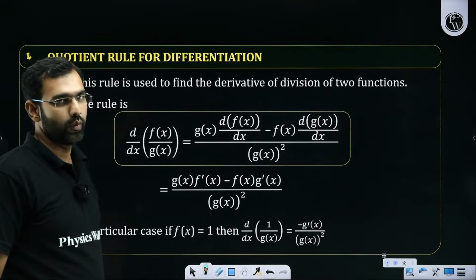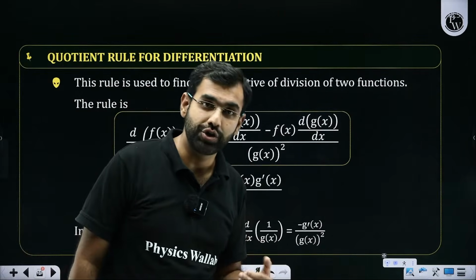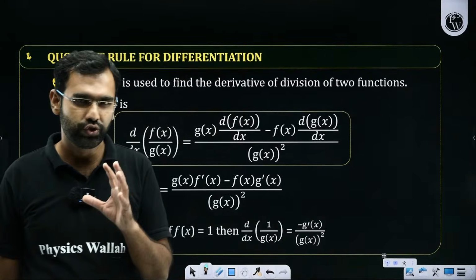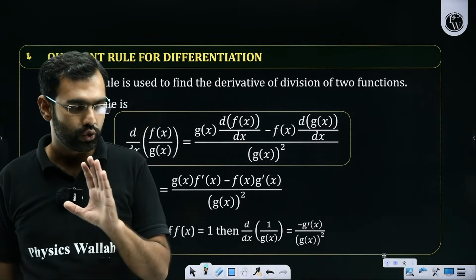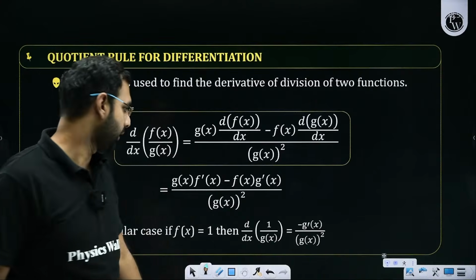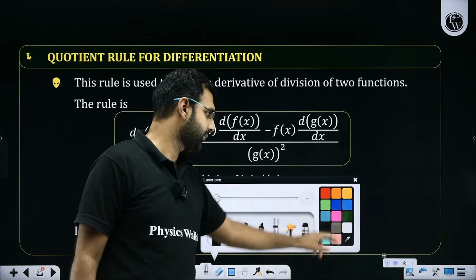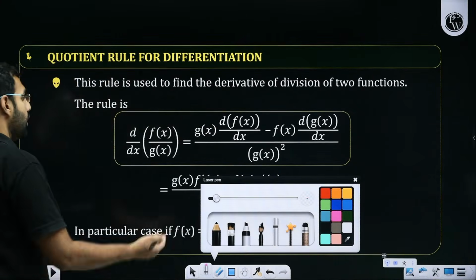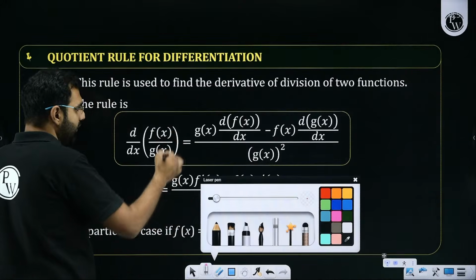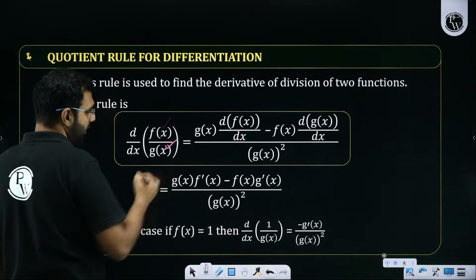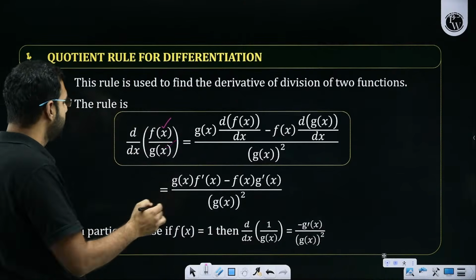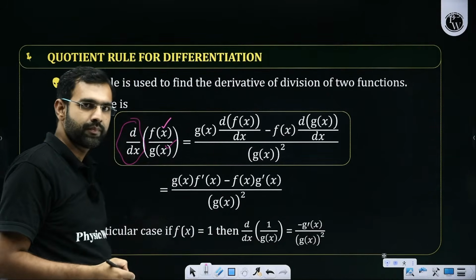Now there comes one more, which is called the quotient rule. This is somewhere students do feel confused. So listen to me very, very, very carefully now. Let's say I'm given 2 functions where their division is being done. So the numerator is f(x), the denominator is g(x). So f(x) upon g(x) needs to be differentiated.